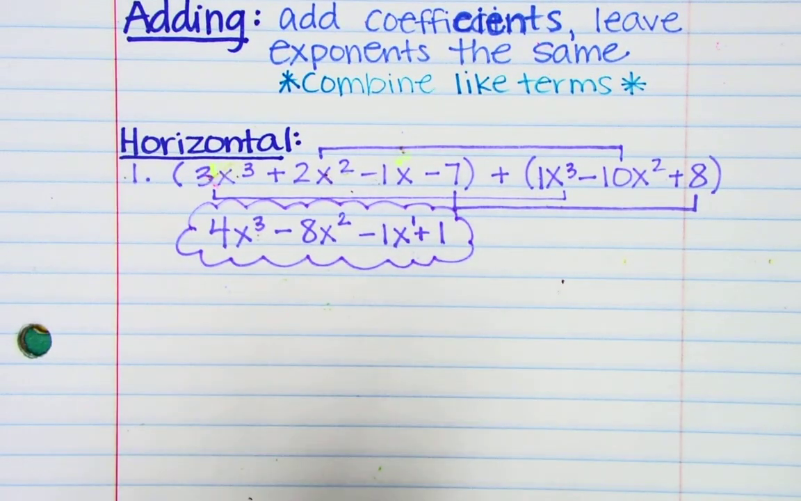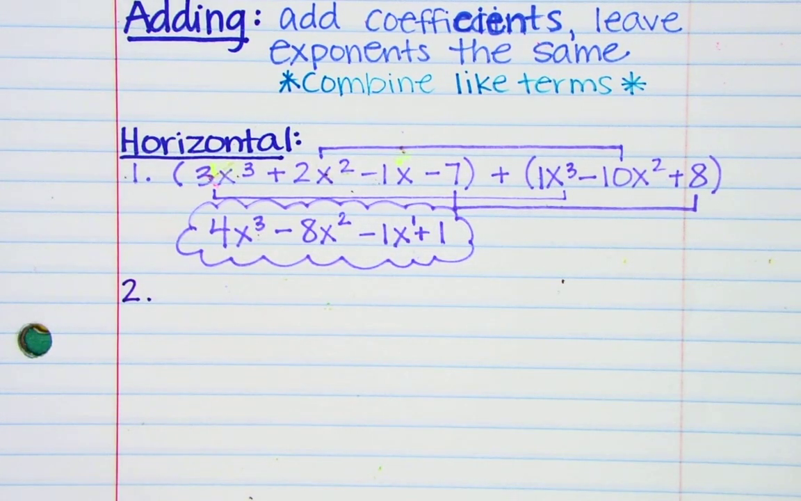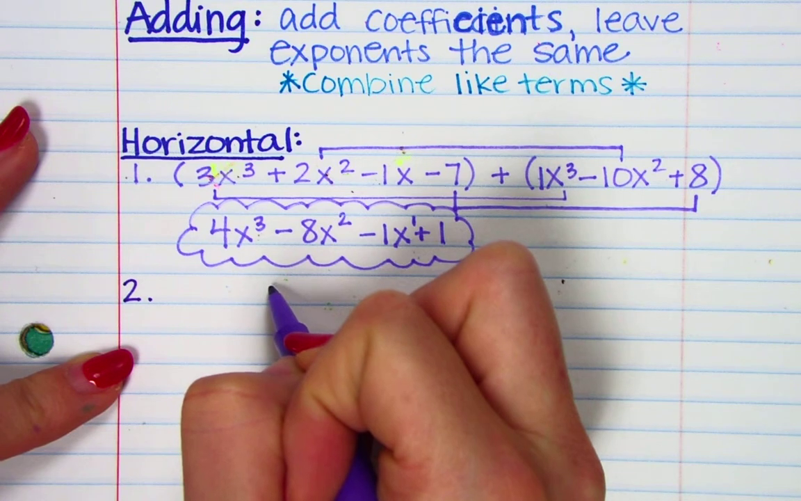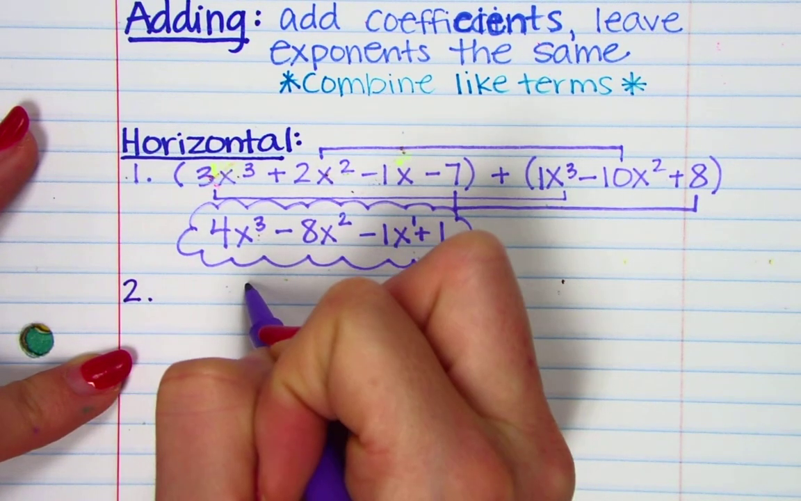Just combining like terms. That's horizontal. Vertical means up and down. I kind of like vertical better personally because you're matching them up a little closer to their like terms. But again, it's up to you. Whatever you like best, you can use. So number 2, I'm going to do using the vertical method. I'm going to leave a little space right here.